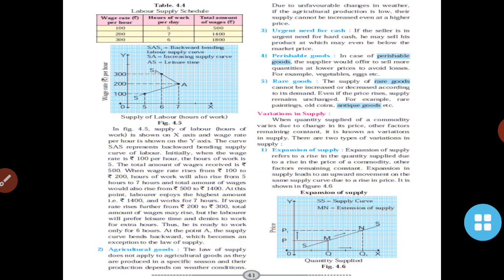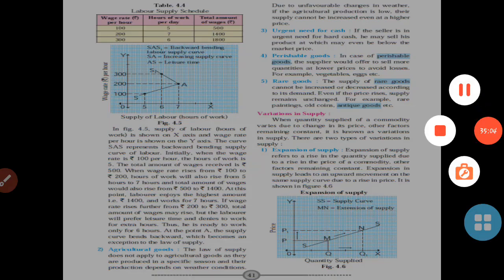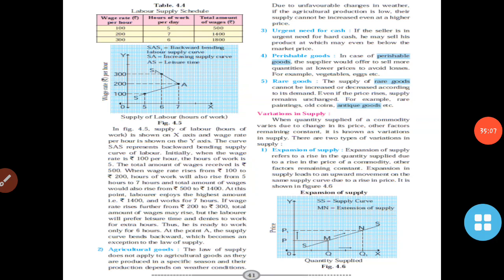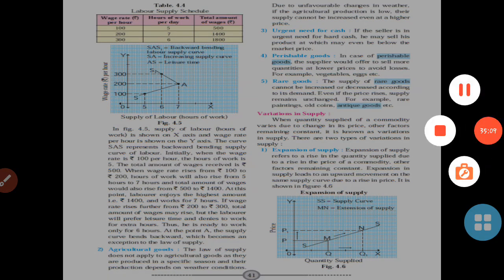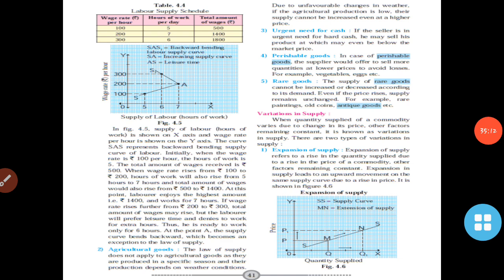Urgent need for cash. If the seller is in urgent need of hard cash, he may sell his product at a price which may even be below the market price. This means if the seller needs money, he can sell his production at a lower price also, because he is getting the money only by selling his production.